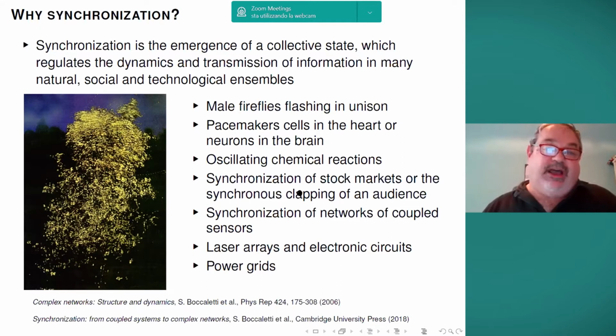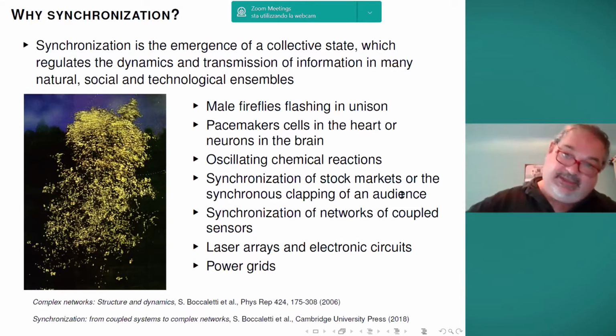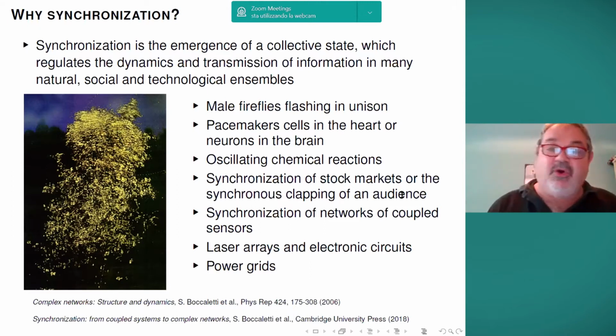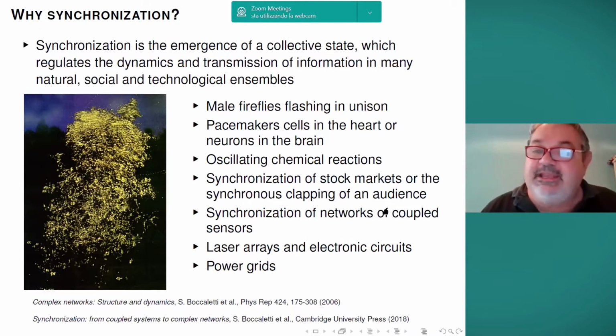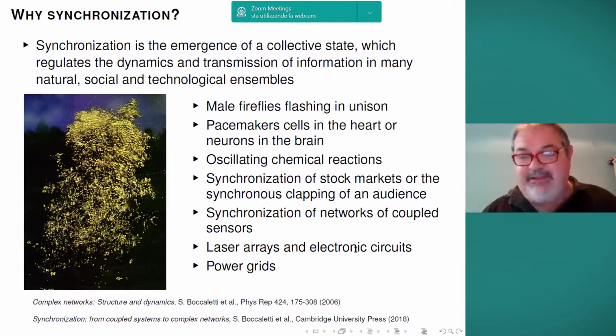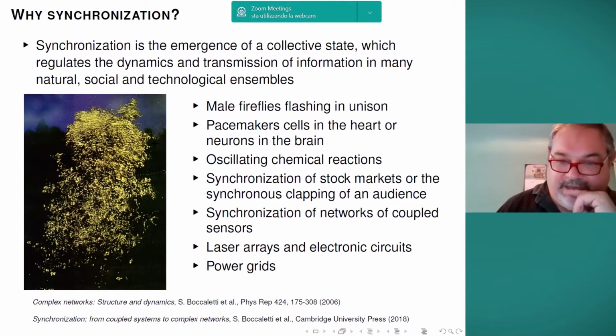But together with this, you have pacemaker cells in the heart, where synchronization is extremely important to ensure the right functioning of the heart, and oscillating chemical reactions. It is known that stock markets synchronize. There is synchronous clapping of audiences, synchronization of networks of coupled sensors, and then experiments with lasers, electronic circuits, power grids. I mean, there is a huge quantity of systems. If you want to know something about synchronization, we just recently published a quite comprehensive book, which is at the end of this slide.